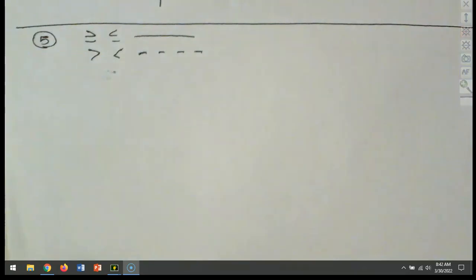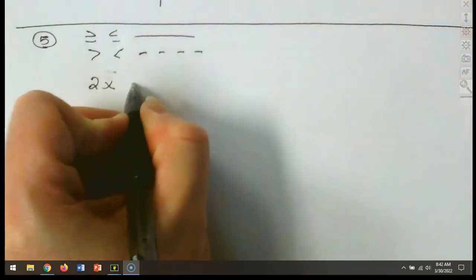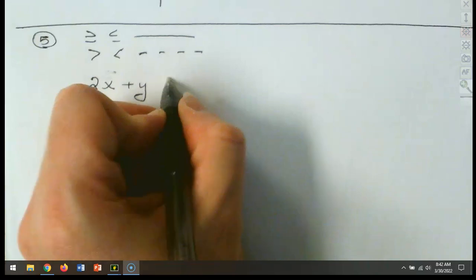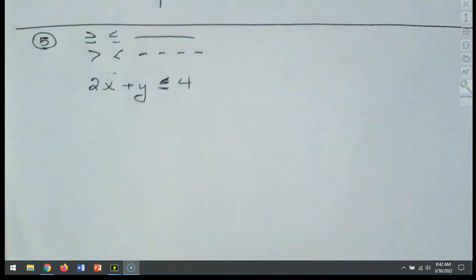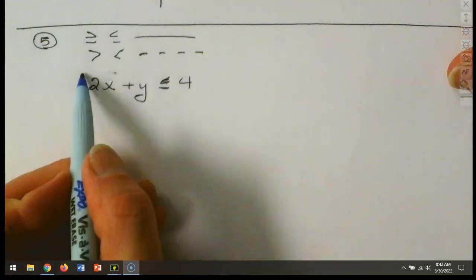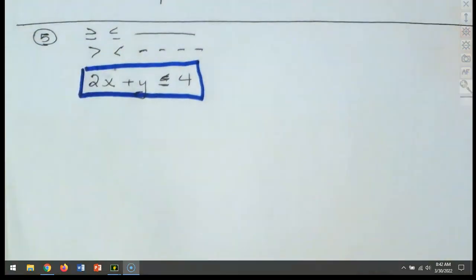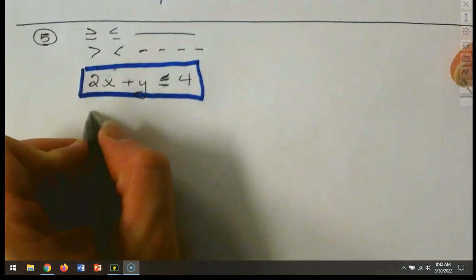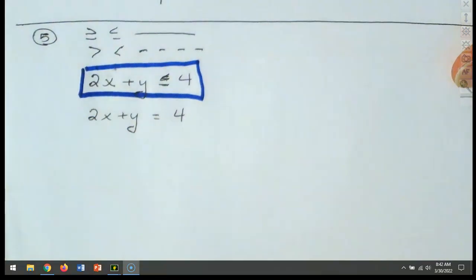So let's remember where we begin. So for question 5, we have 2x plus y is less than or equal to 4. Okay? Now, we're going to be checking our ordered pair in this. So I'm going to put a box around it so we don't lose it. So that's what we're going to have to check everything in. But let's replace that inequality with an equal sign so we can graph it. So we'll replace that inequality with an equal sign.